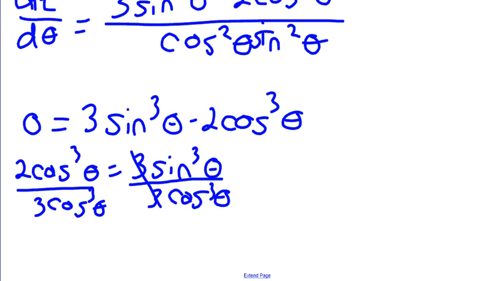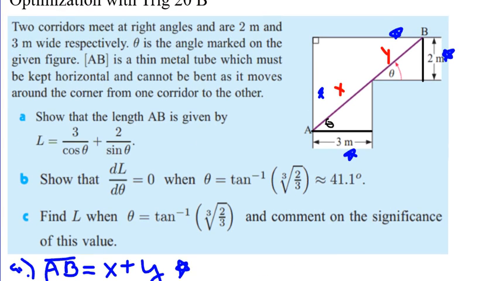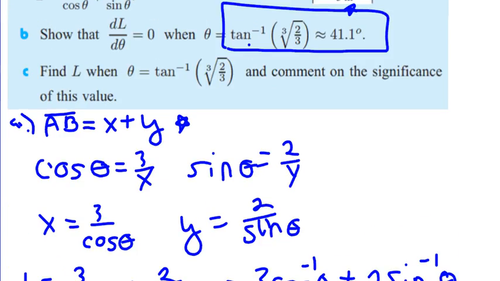Now you might not realize why I'm doing this, but I know something about a relationship of sine over cosine. So 2/3 equals sine cubed of theta over cosine cubed of theta. And let the top help you, it's telling you what it should be. It's saying tangent inverse. You know tangent is the sine of theta over the cosine of theta, and instead of sine of theta over cosine of theta, I have sine cubed of theta over cosine cubed of theta, which is equivalent to tangent cubed of theta equals 2/3.